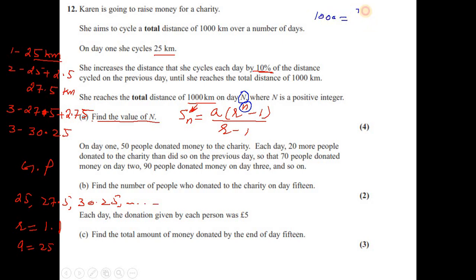So you can do that: 1000 is equal to 25 times (1.1 to the power n minus 1) divided by (1.1 minus 1). And you just need to simplify this equation and solve it for n. If you rearrange this for n, at the end you have n is equal to 16.8 days, and you round it up because it is a positive integer, so n is equal to 17 days. That's how you can find the value of n, the number of days in which she traveled 1000 kilometers.